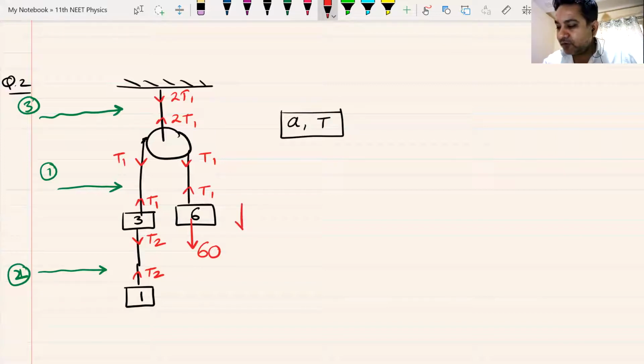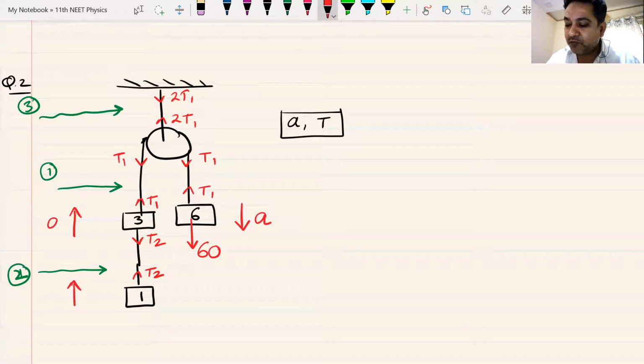The 6 kg block will move downwards. Yes or no? And this 3 kg block and 1 kg block will move upwards. If this 6 kg block moves downward with an acceleration A, the 3 kg block will move upwards because they are attached to the same string, string number 1.